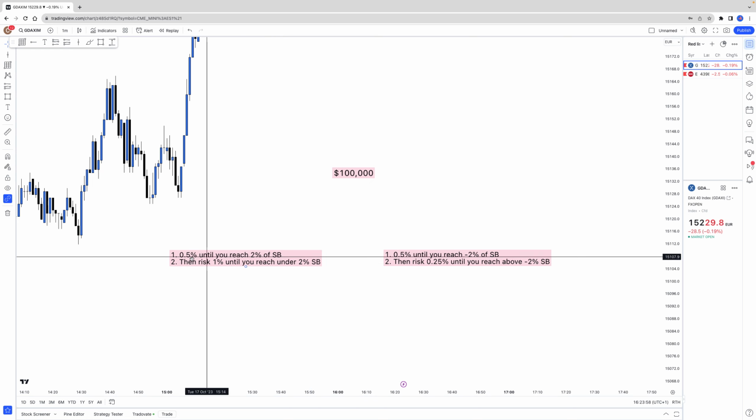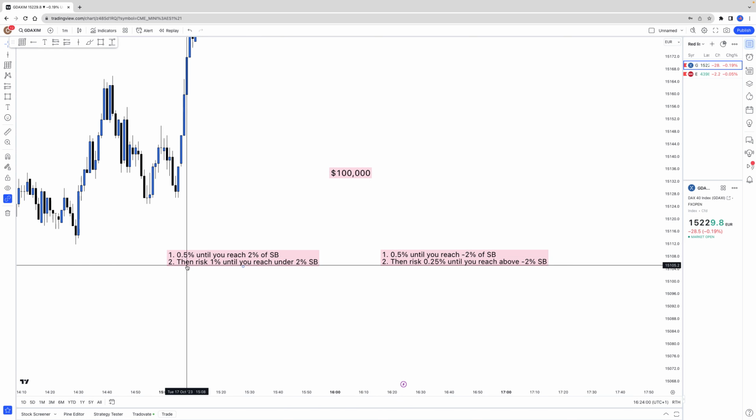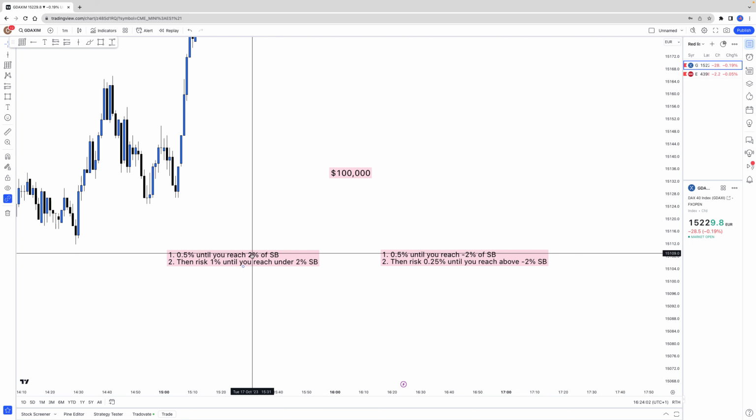You could edit it. You could say, oh, I'm going to risk 0.25% until I reach over 1% of the starting balance, or something like that, and then I'll start risking 0.5%. You can modify it however it makes sense to you. As long as it makes sense to you, and it is a proper risk management strategy or plan, perfect. I can't even say, why are you not using my risk management strategy? No, because you're your own trader. Remember that you're your own person.